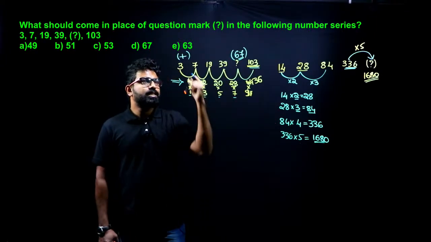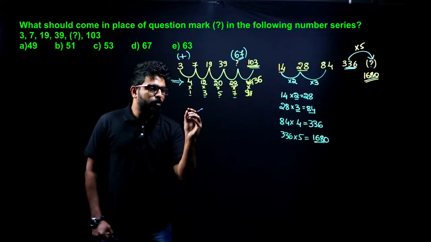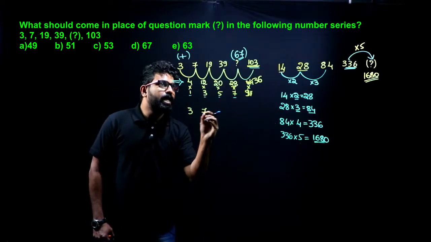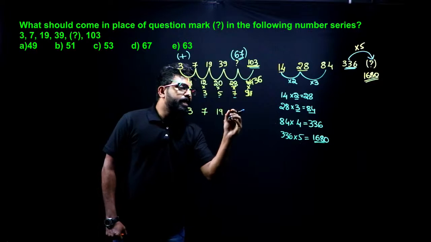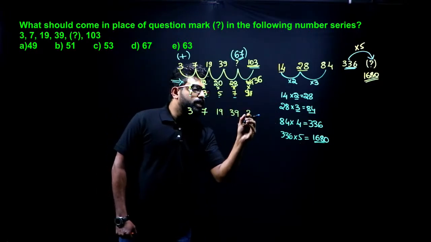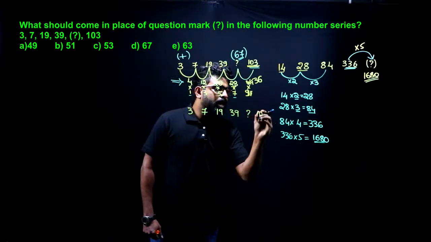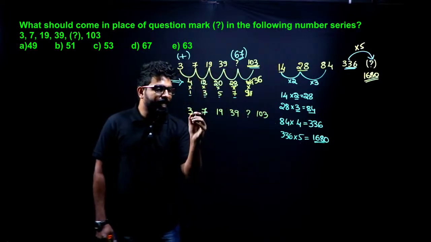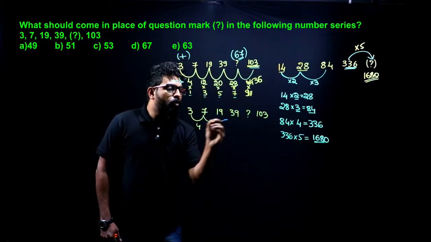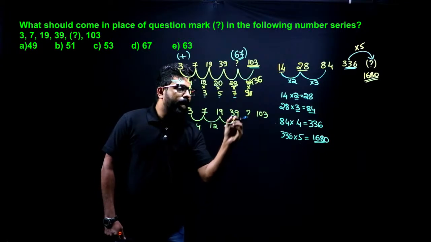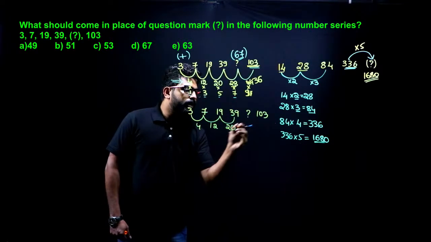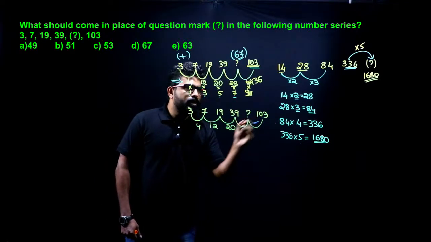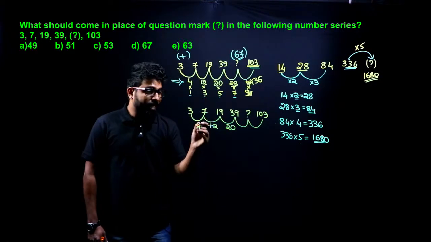There's another method for this. Look at this problem. Same terms. Let me start writing quickly. 3, 7, 19, 39. There's a question mark here. And then there is 103. I'll start taking the difference. The difference is the same: 4, 12, and then there is 20 here. Again, I don't know the differences here. Now I got my second series here.